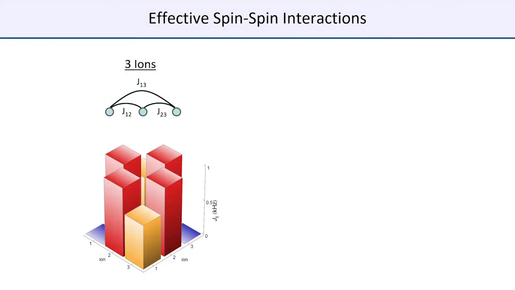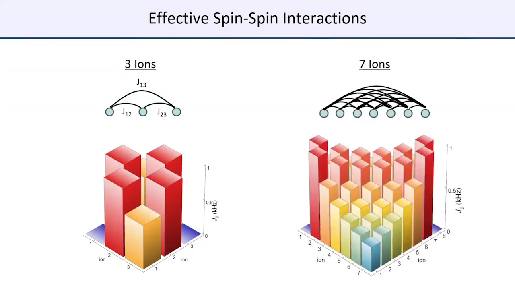What we find is that the nearest neighbors, J12 and J23, the red bars here, are relatively strong. And then J13, where the 2 ions are about as far apart as you can get them in a 3-ion chain, the connection there is a little weaker. All right, I can do that again for 7 ions.